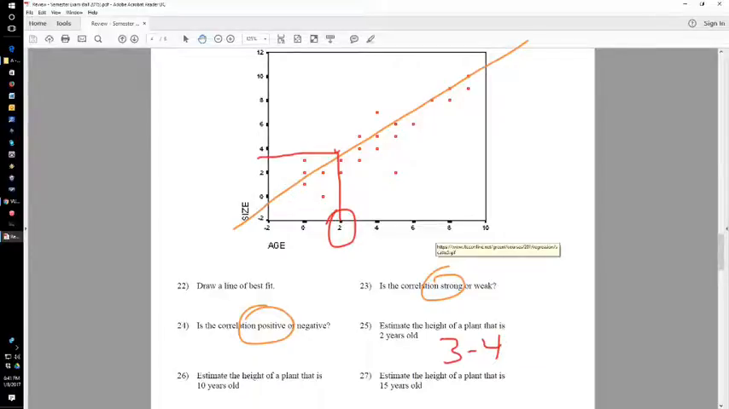Estimate the height of a plant that is 10 years old. Well, 10 is still on the chart, so 10, go all the way up to the edge, go all the way over. It's about, I would say, 11. I drew that line kind of crooked.